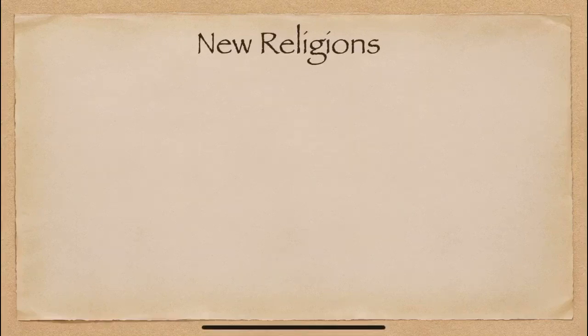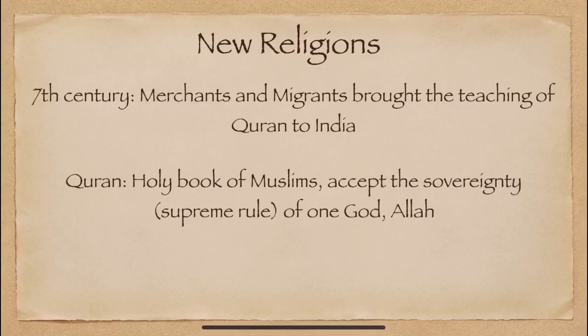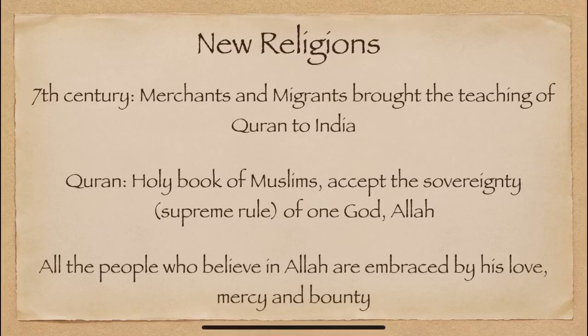In the 7th century, merchants and migrants brought the teaching of the Quran to India. Quran is the holy book of Muslims. Muslims accept the sovereignty, sovereignty meaning supreme rule, of only one God, Allah. They believe that all people who believe in Allah are embraced by His love, mercy, and bounty. So, according to them, if a poor and a rich person believe in Allah, they will be blessed equally.